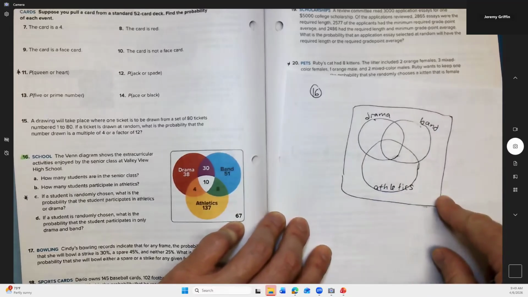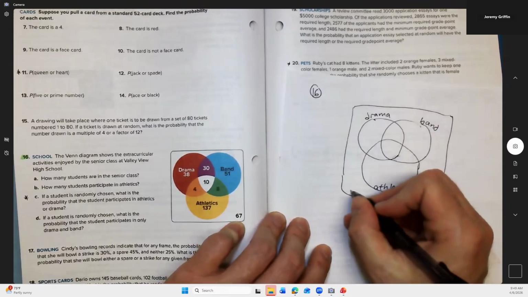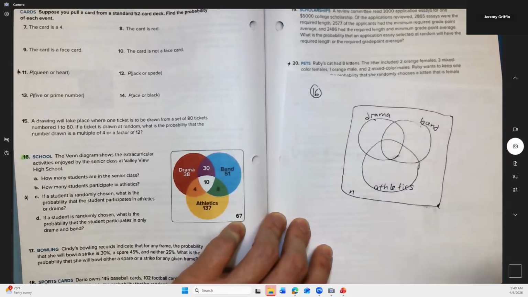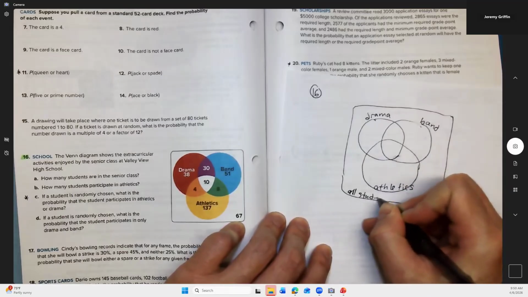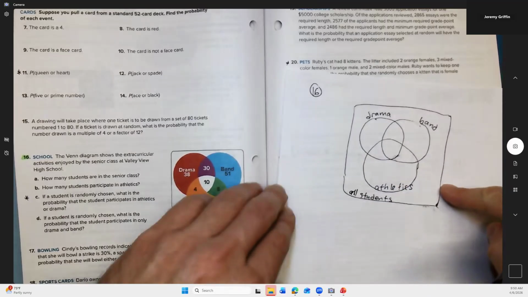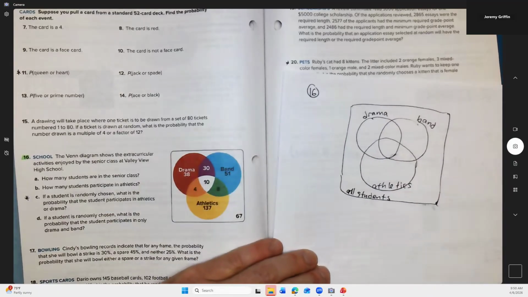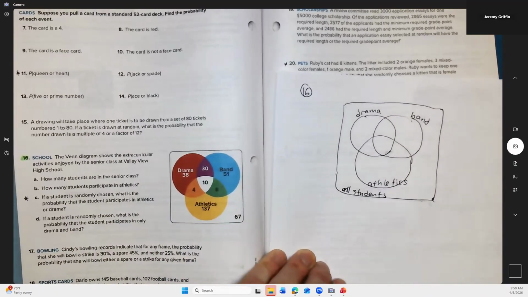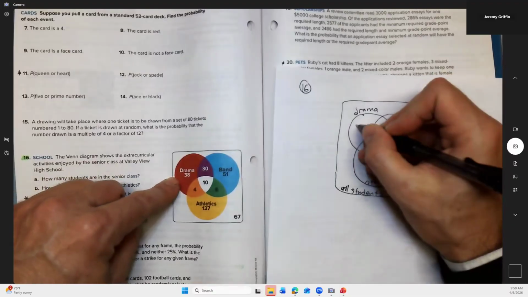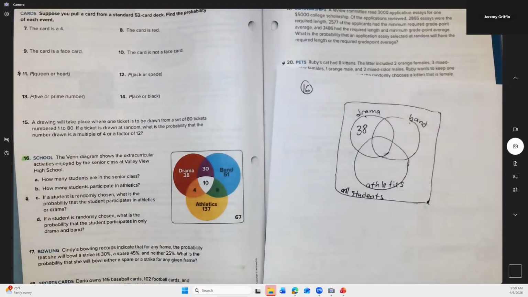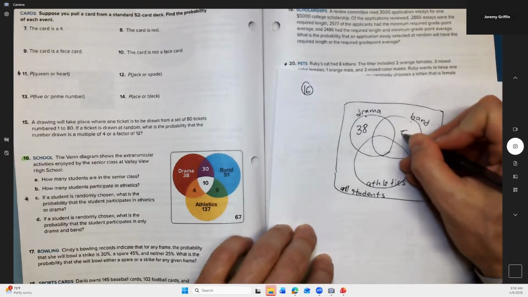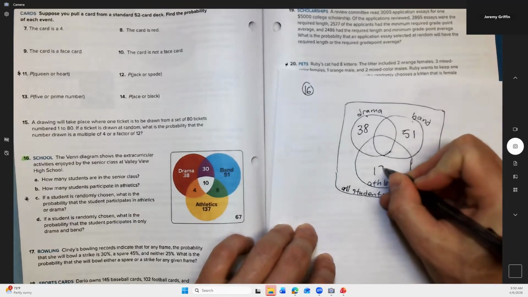Okay. And outside the circles is maybe students that aren't in any club at all. So maybe I'll mark this big box all students. And if they're in this margin space inside the box but not inside the circles, maybe they're not taking any clubs at all. Okay, so strictly drama is 38. Strictly band is 51. Strictly athletics is 137.